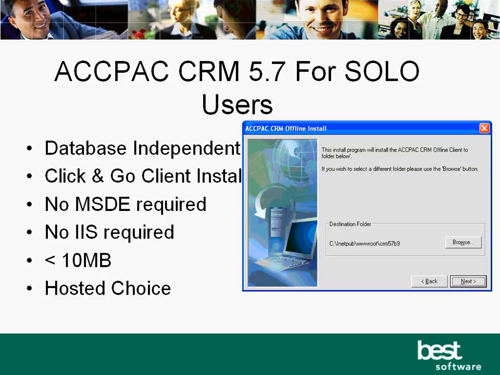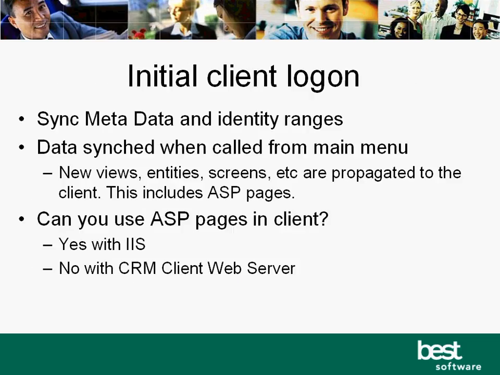There is a three-step process to the installation. First of all, the user clicks the install button on the server. This downloads the information to the user's client. Then, once the program files are installed, the system structure, such as screens, views, entities, etc., are synchronized. And finally, the business data is synchronized.